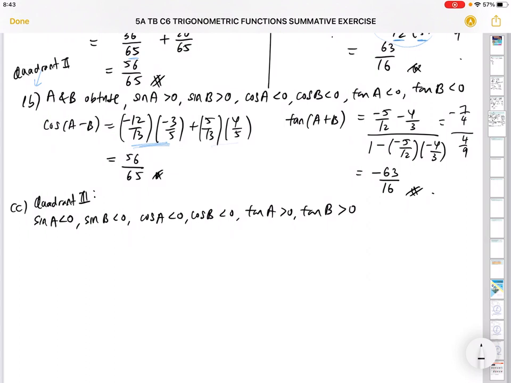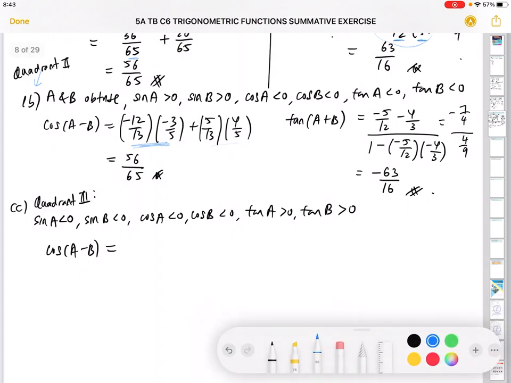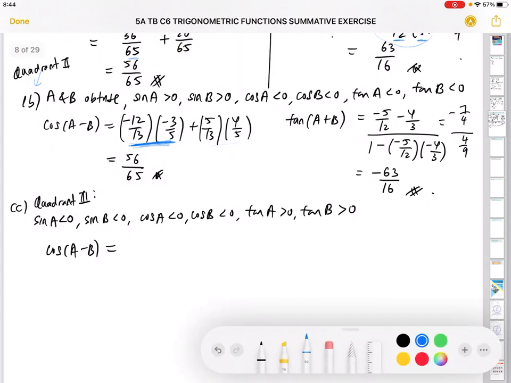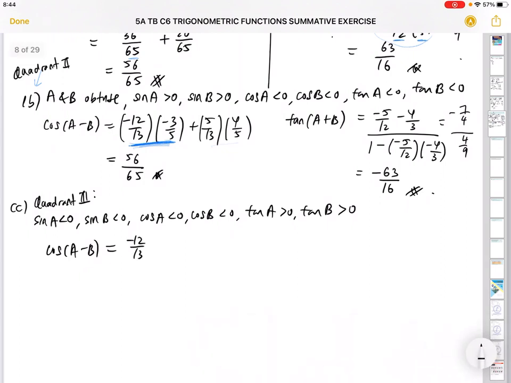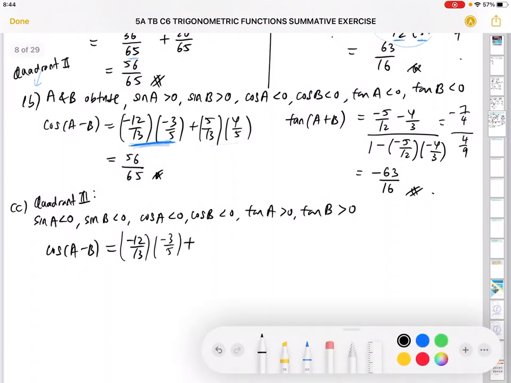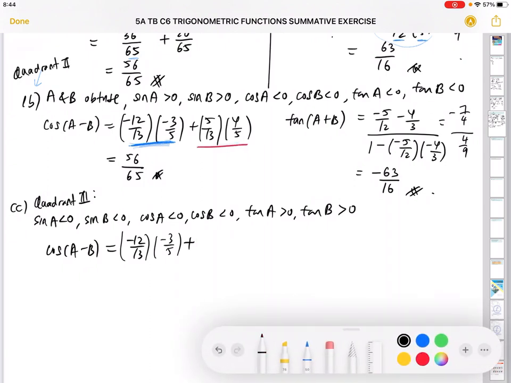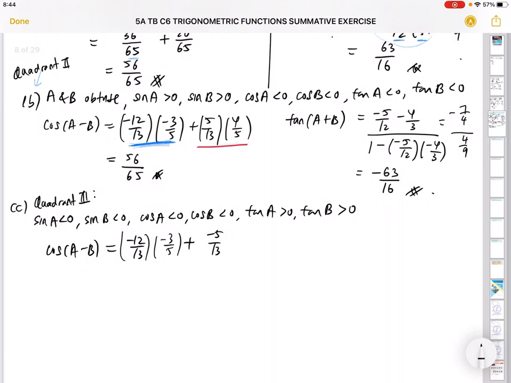So it's actually not going to affect your answer for cos A minus B. Your cos is still negative, so you can just copy back the blue one I highlighted earlier. It's not going to be affected. Previously my sign is positive, now my sign is negative. Just change to negative 5 over 13 and negative 4 over 5. But it's not going to affect the answer because double negative is positive. I still get 56 over 65.